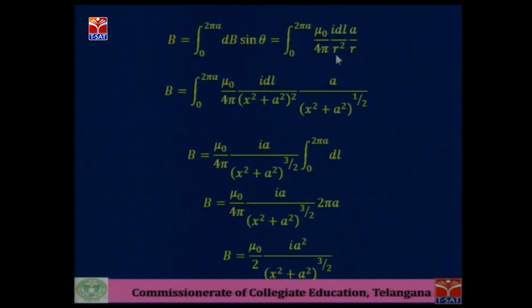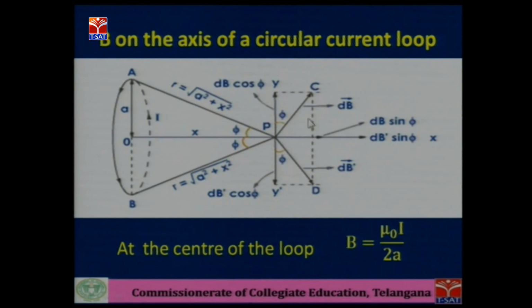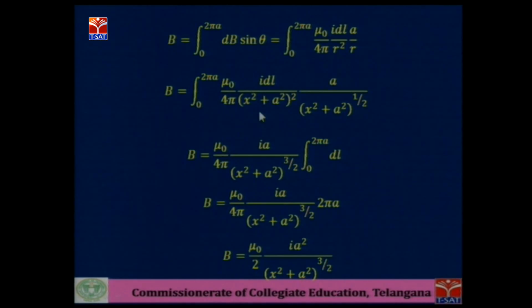So in place of dB, we substitute the value from Biot-Savart's law, that is mu naught by 4 pi, I dl by r square, and sin theta. The value of sin theta, as seen in the previous slide, is equal to a by under root of a square plus x square. If this is substituted, it comes like this: a by under root of a square plus x square, which is the value of r, and here the value of r square is taken like this.